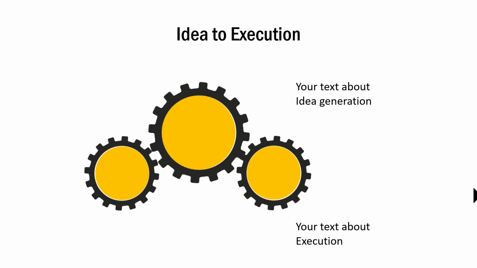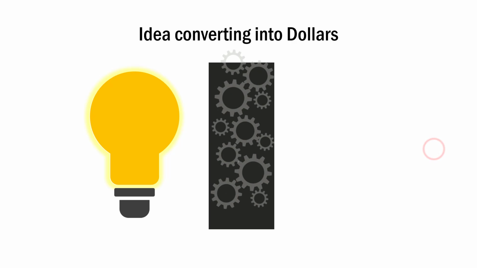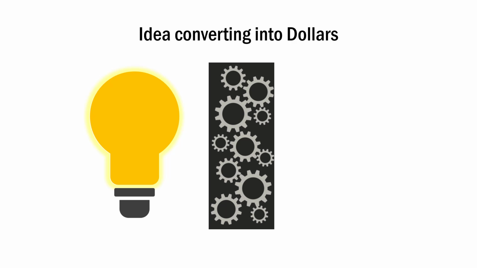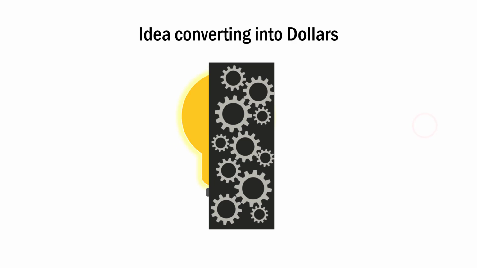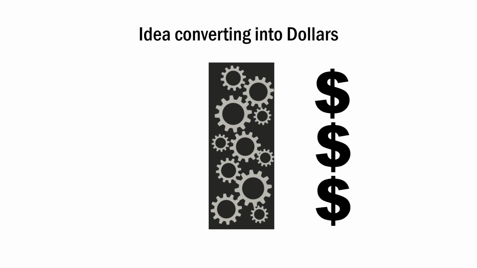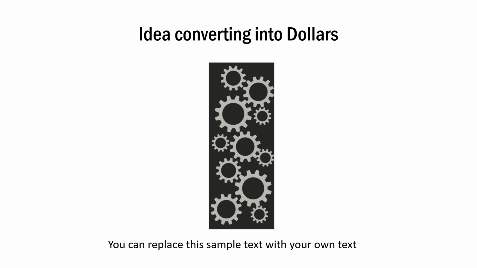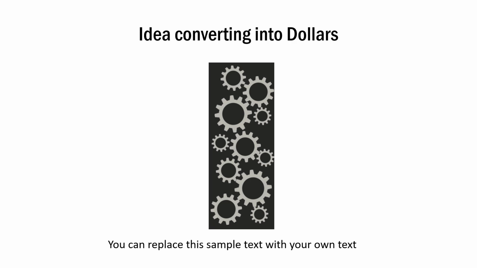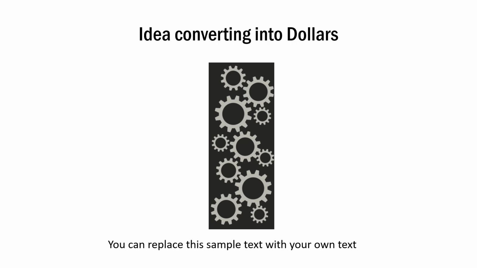Now let me show you another interesting way in which you can use purposeful custom animation to talk about idea converting into dollars. On a click, I bring in this first bulb, which represents an idea. And then we talk about the process that will allow us to convert our ideas into dollars. And then on a click, the idea goes in and then dollars come out. So this is a very simple visual representation of the concept of converting your ideas into money.